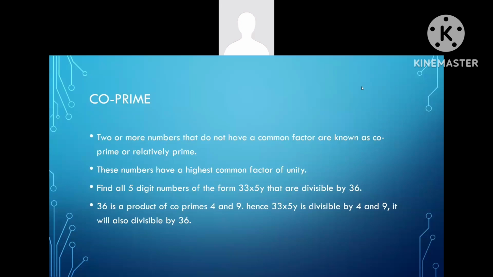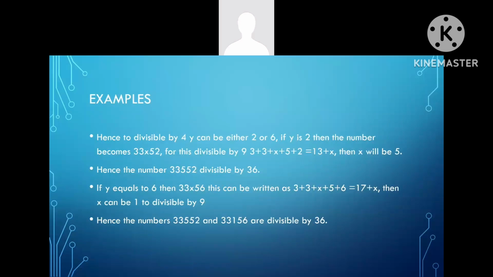For example, find all 5-digit numbers of the form 33x5y that are divisible by 36. 36 is a product of co-primes 4 and 9. Hence, if 33x5y is divisible by 4 and 9, then it will also be divisible by 36. To be divisible by 4, y can be either 2 or 6.